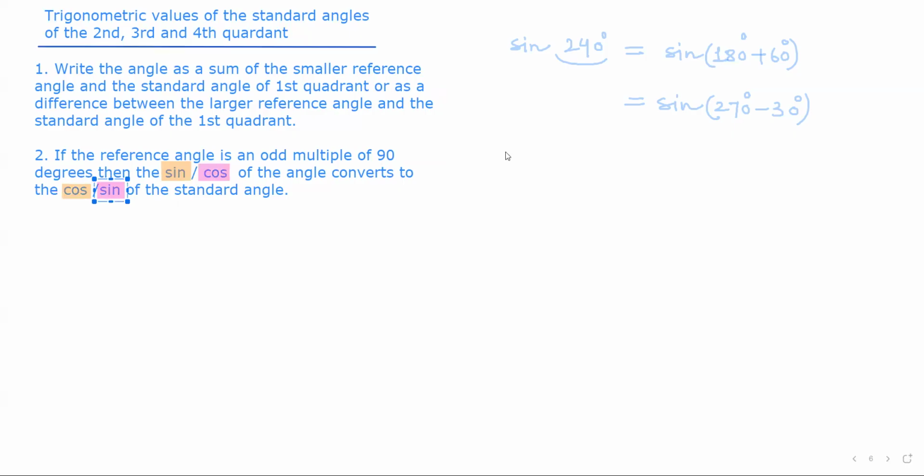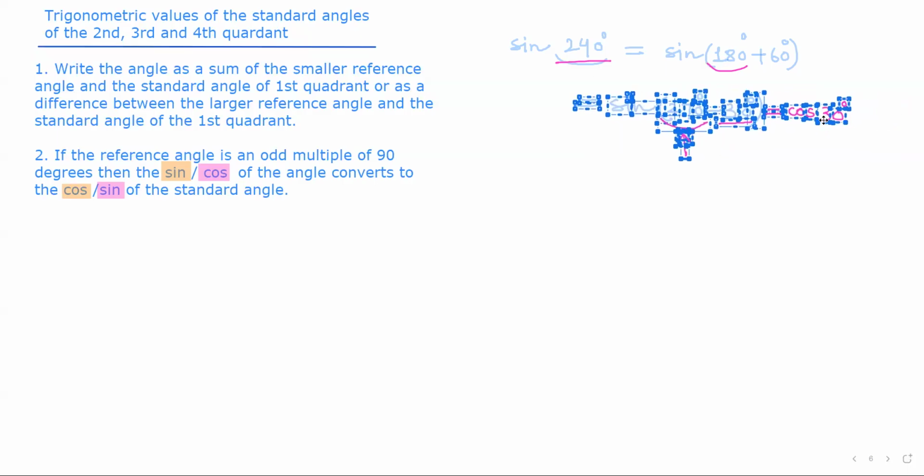So I'll just show you here. Which one of these two is the odd multiple of 90? 270 is the odd multiple. So tell me, since this is an odd multiple, sine of this entire angle will convert to what? Cos of the standard angle. Clear, all of you? Yes, sir. Did you understand the rule?